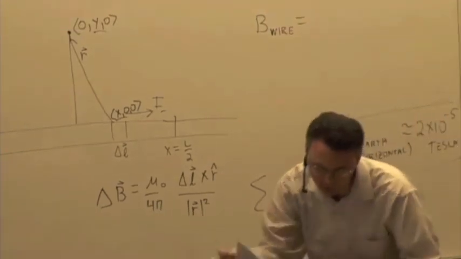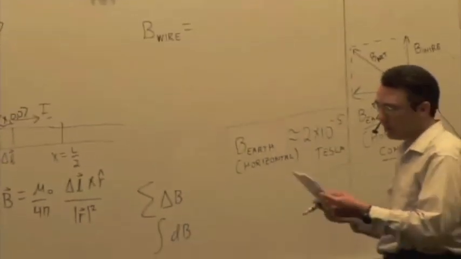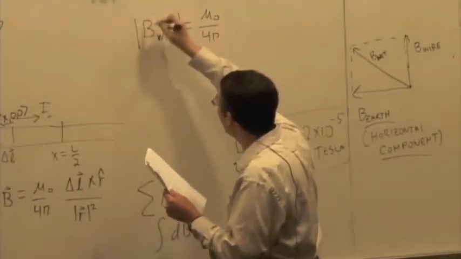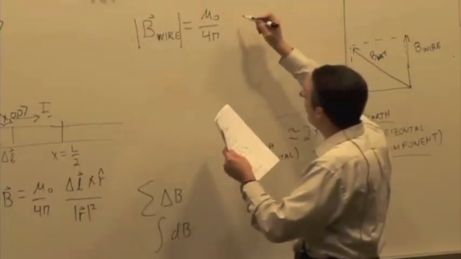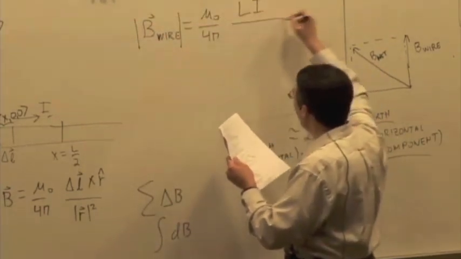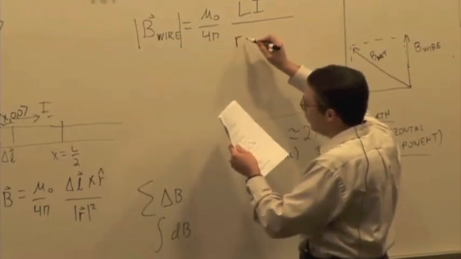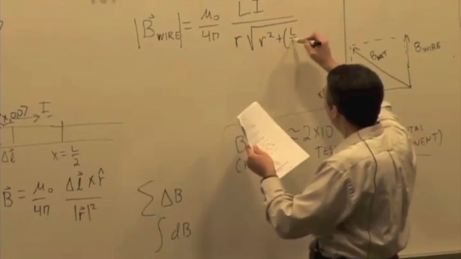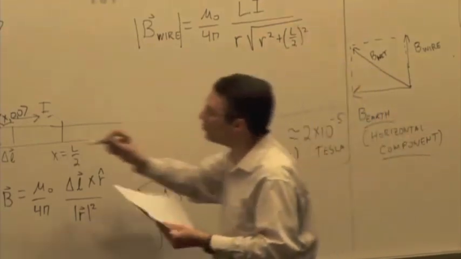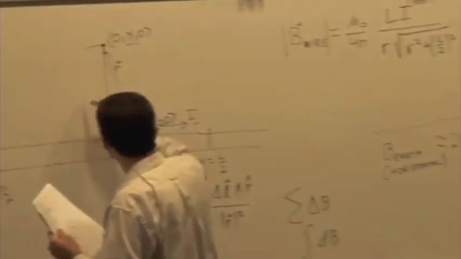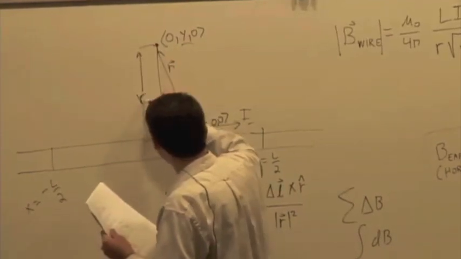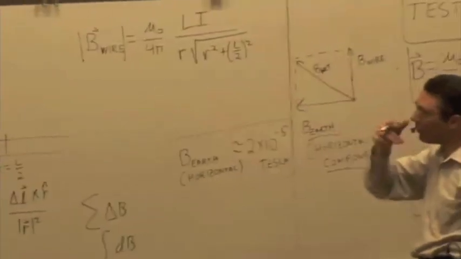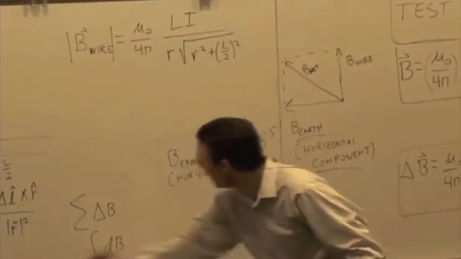And this is the result. The result is mu naught over 4 pi, and this is just a magnitude now, not a direction. Mu naught over 4 pi, capital L times I over R times the square root of R squared plus L over 2 squared, where I'm really now calling this distance R, just like we have done in the past. I'm changing the name of that Y to R, meaning the perpendicular distance away from the current.